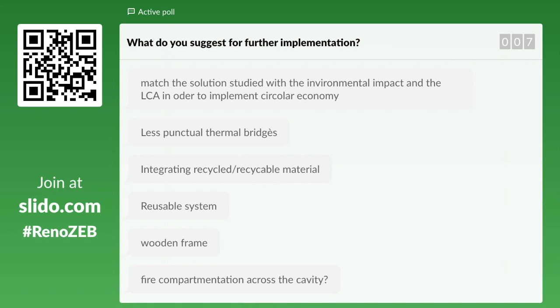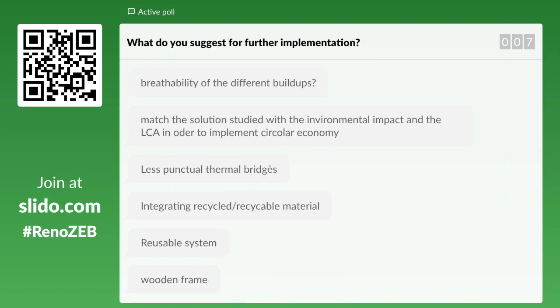Yes, this is something we are working on, about life cycle assessment and circular economy. We know that it is in the strategies of the European community, and so it's something we need to consider.